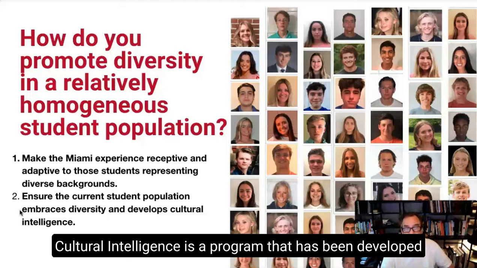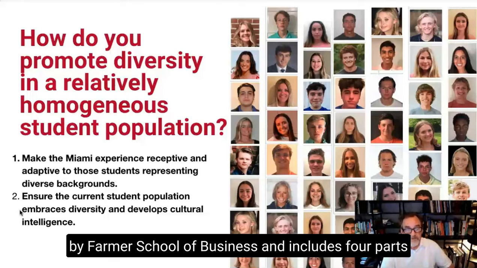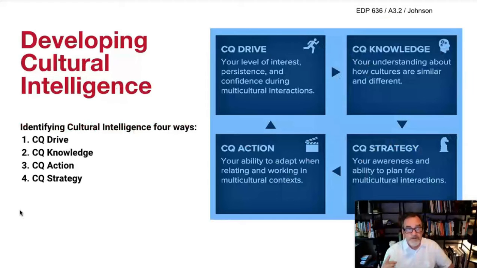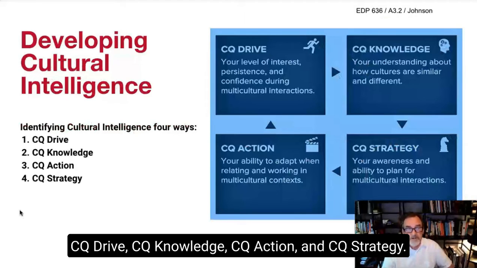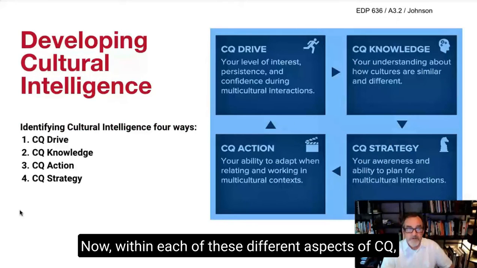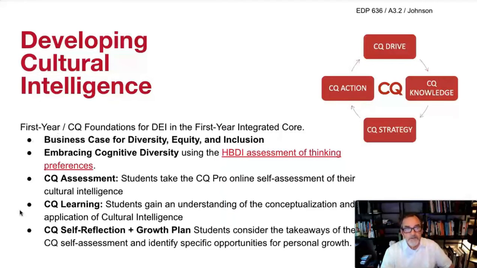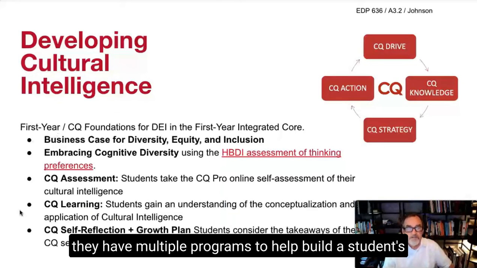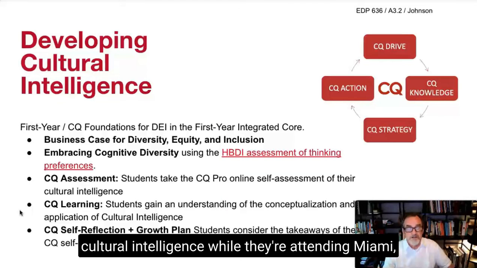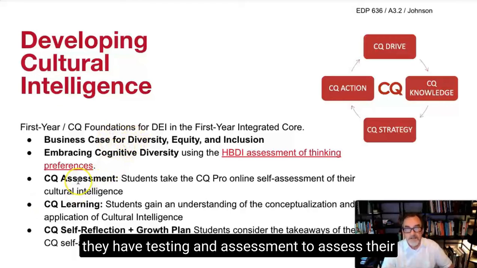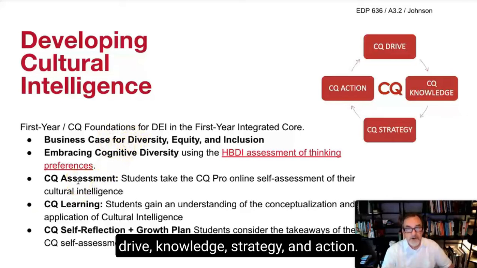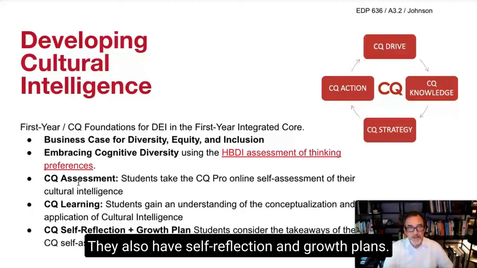Cultural intelligence is a program that has been developed by Farmer School of Business, and it includes 4 parts: CQ Drive, CQ Knowledge, CQ Action, and CQ Strategy. Now, within each of these different aspects of CQ, they have multiple programs to help build a student's cultural intelligence while they're attending Miami. They have case studies. They have testing and assessment to assess their drive, knowledge, strategy, and action. They also have a self-reflection and growth plan.